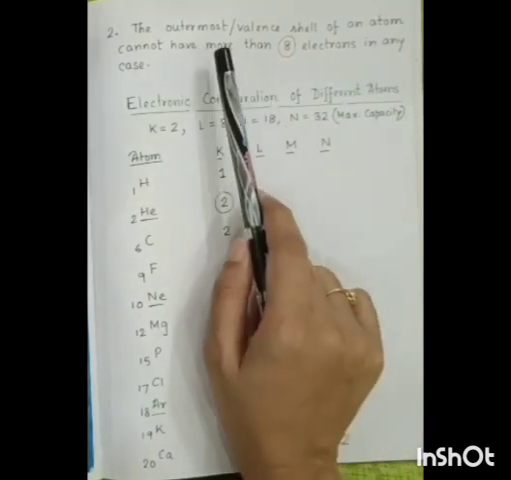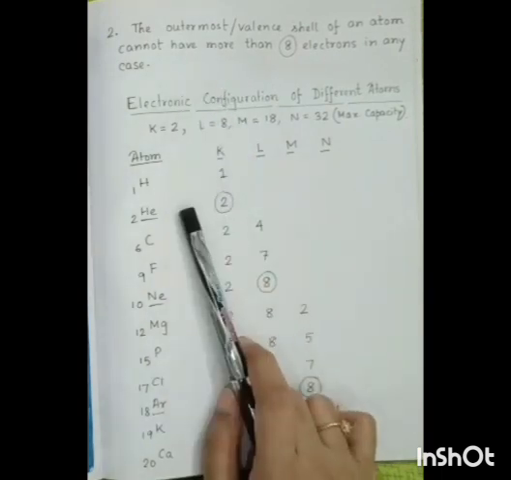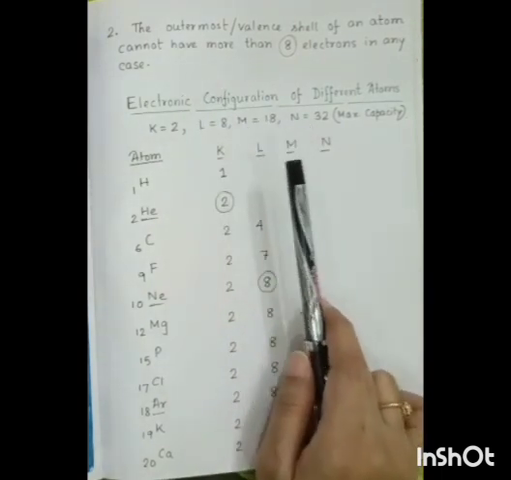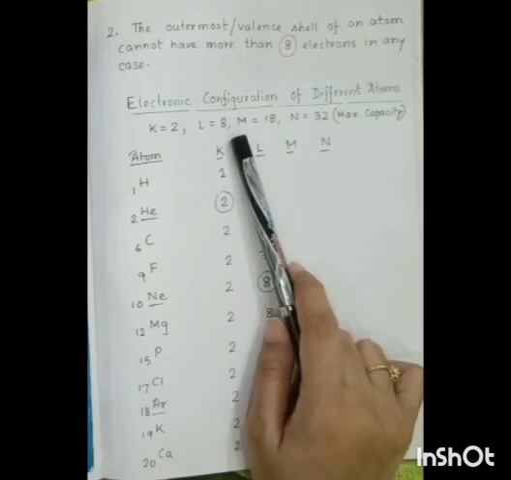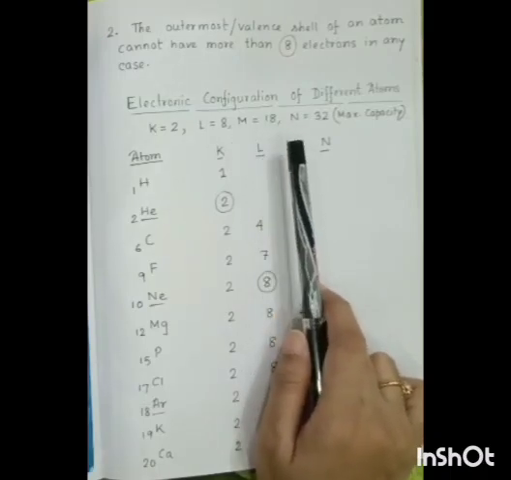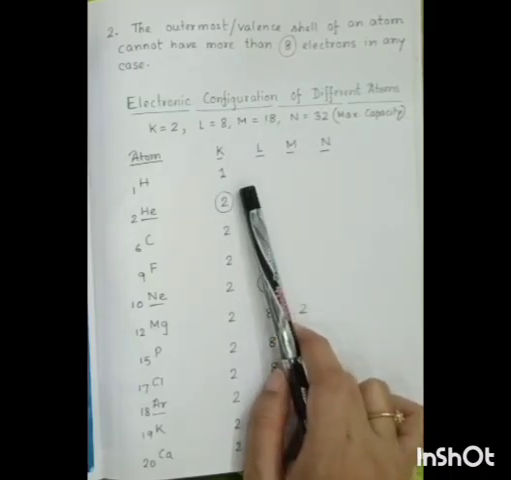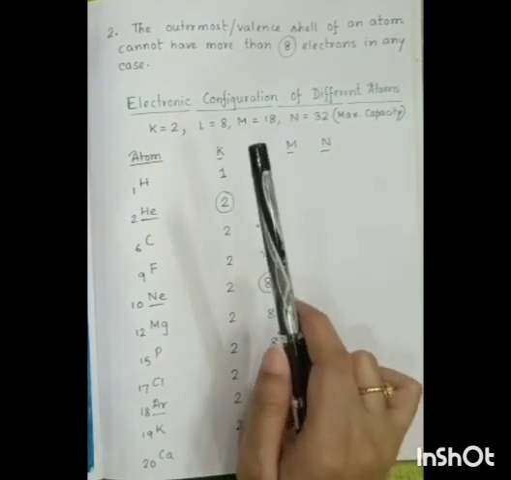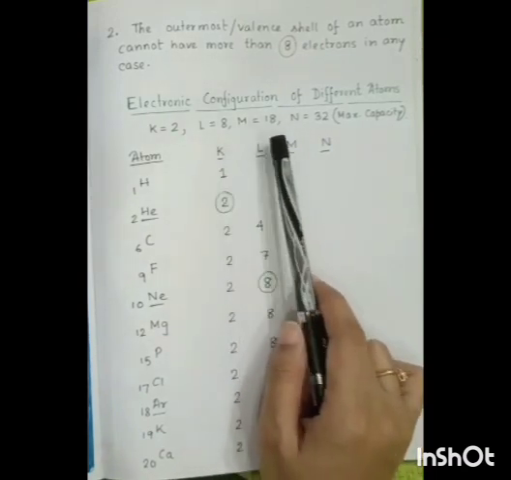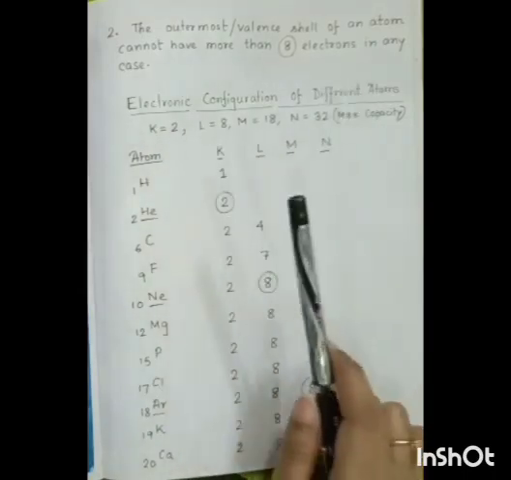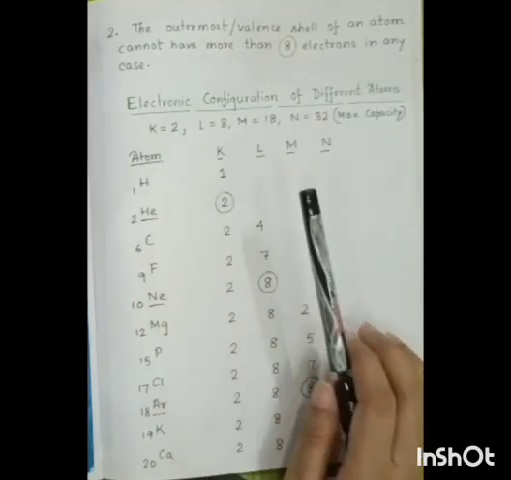Now according to these rules, suppose you have M and N as the last shell, then if M shell or N shell are filled with 8 electrons already, and some more electrons are still present in the atom, then obviously those electrons will go to the next shell. That's all about the Bohr-Bury rules.